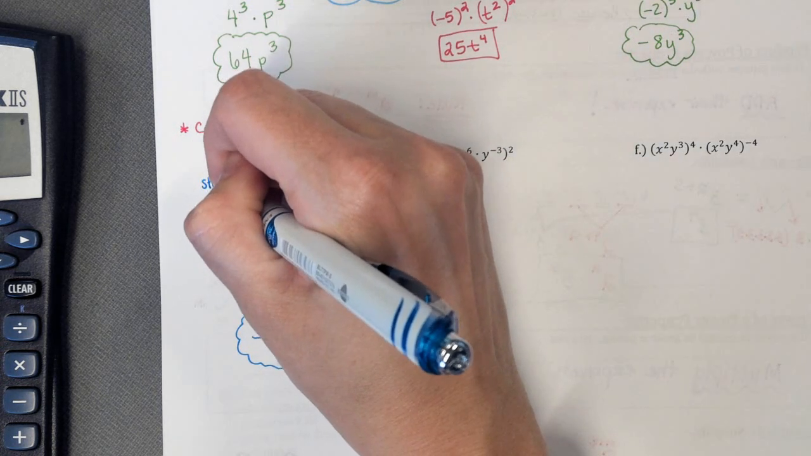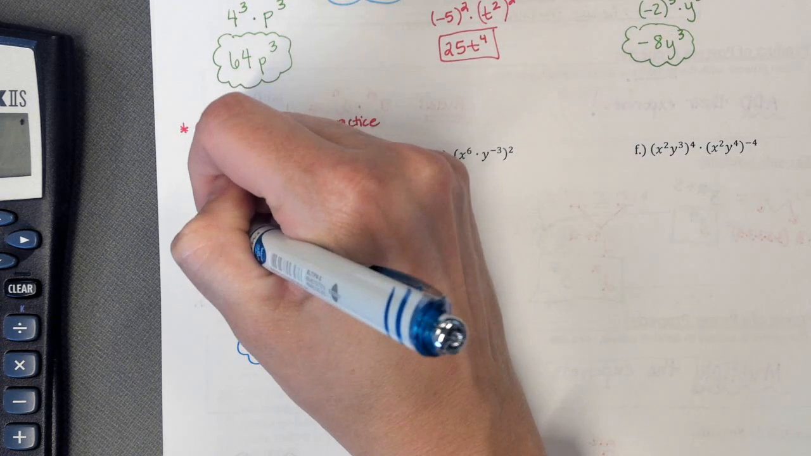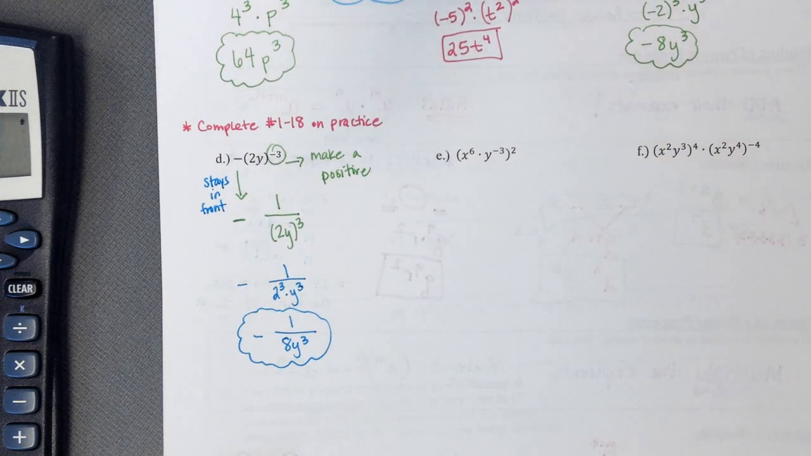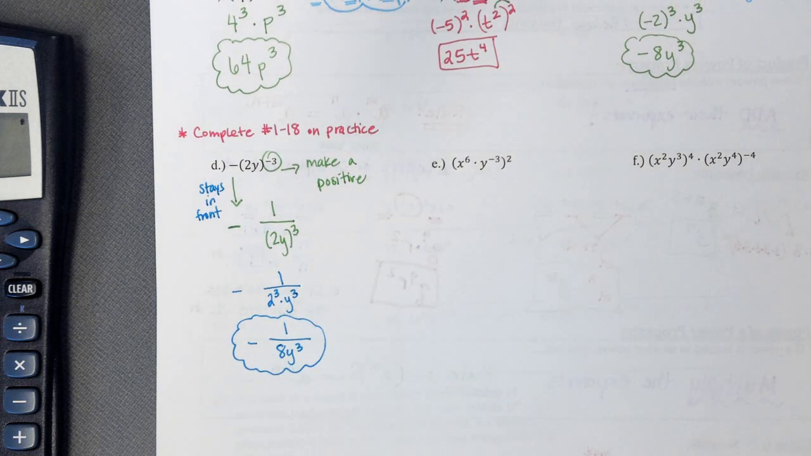Okay, so the negative stays in front. It's not part of the parentheses. Okay? And then you apply your exponent.